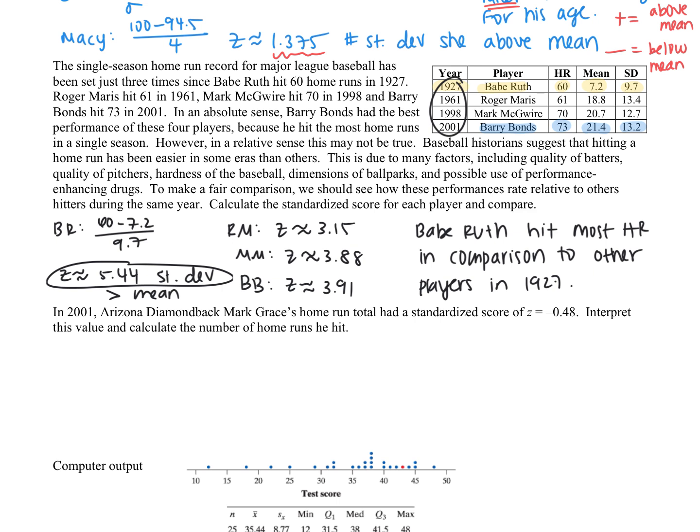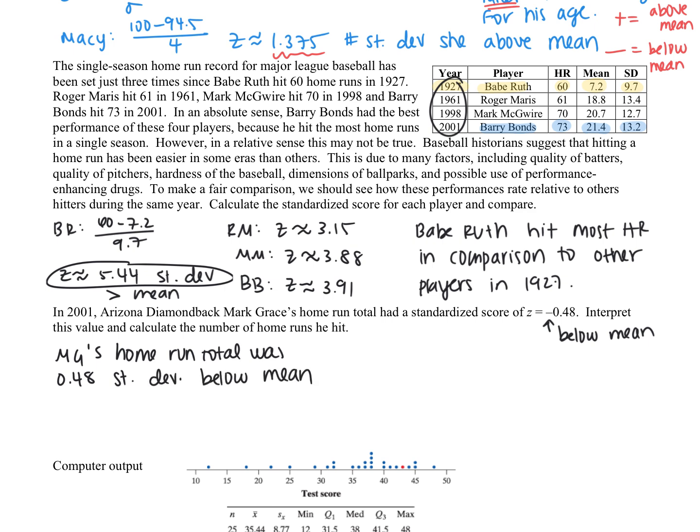Okay, in 2001, Arizona Diamondback Mark Grace's home run total had a standardized z-score of negative 0.48. Interpret this value and calculate the number of home runs he hit. First thing, negative means below the mean. So if we're interpreting Mark Grace's home run total, it was 0.48 standard deviations below the mean for players in 2001.